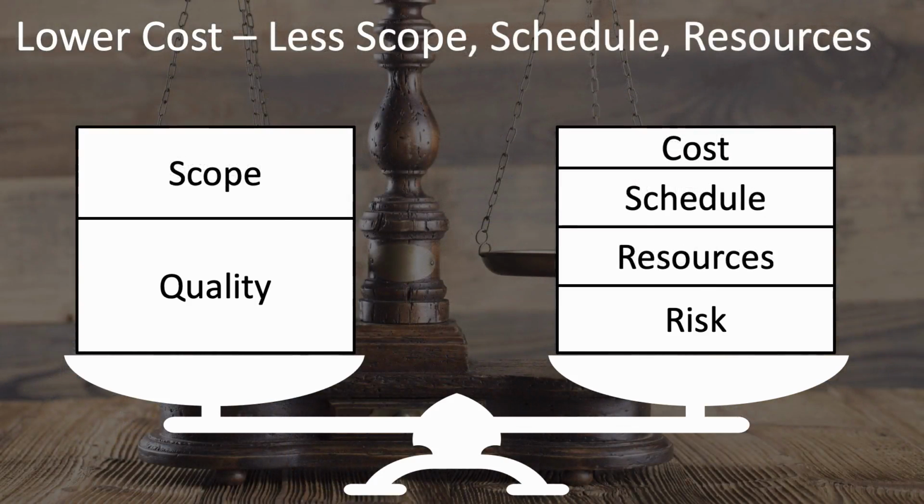Realistically, reducing scope also reduces other constraints. To reduce cost, reduce scope. This will naturally result in a reduced need for resources, which in turn will result in reduced cost.